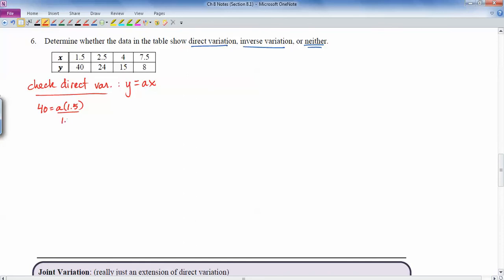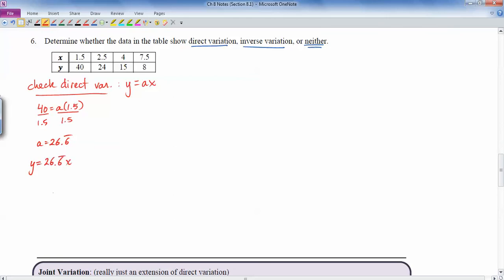If I divide both sides by 1.5, then let's see, what do we get? We get a equals 26.6 repeating. So then this means that the data has to fit y equals 26.6 repeating x.